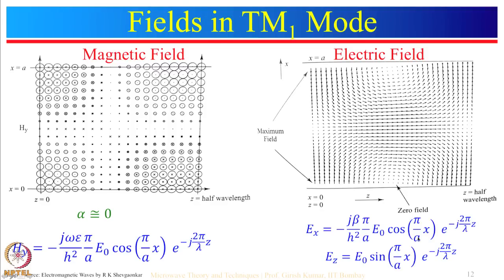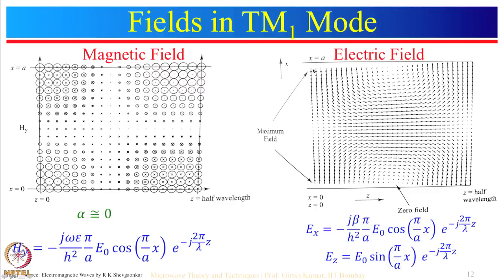So Ex varies as cos function along x, and Ez varies as sine function along x. That means these two components are in phase quadrature along x direction, or we can say when Ex is maximum, then Ez will be 0, and when Ex is 0, then Ez will be maximum. As you can see from this also, at x equal to 0, Ex is maximum and there is no field component in z direction, so Ez is 0.